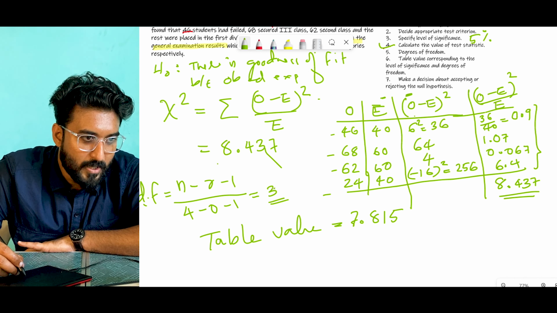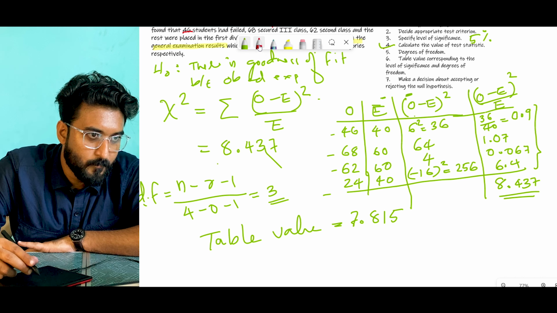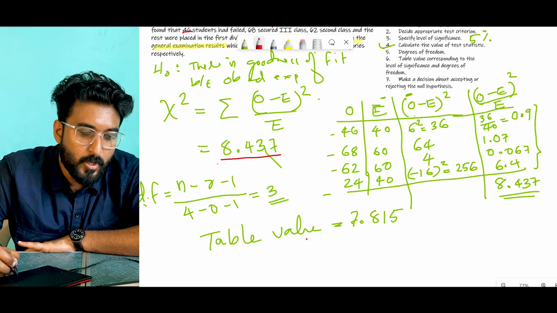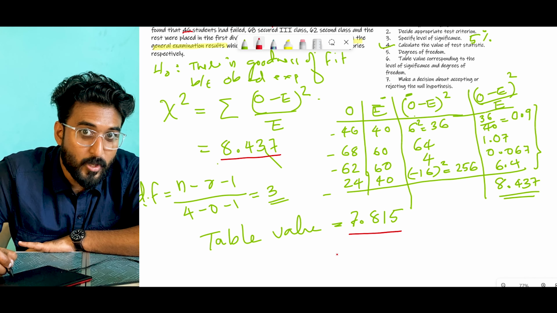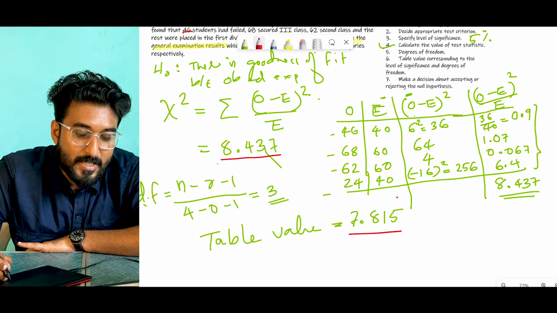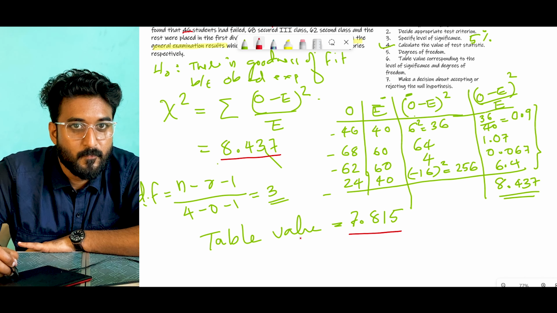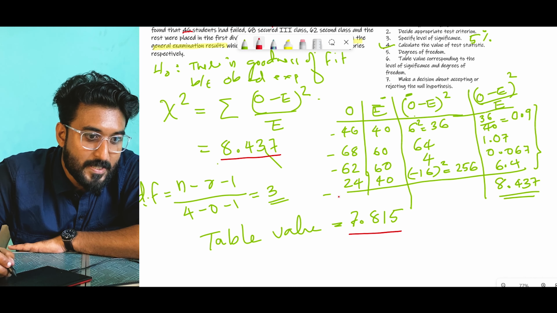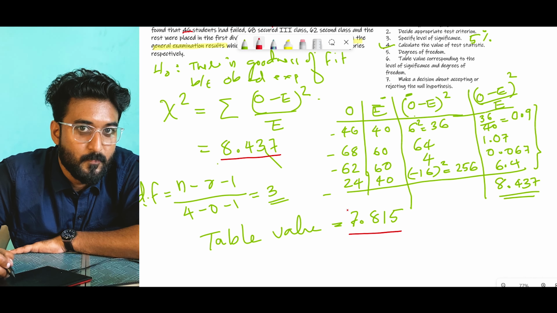7.815. Now compare these values. Here this is 8.437 and this is 7.815, which means this table value is less than the calculator value. Clear? Or this calculated value is greater than the table value.